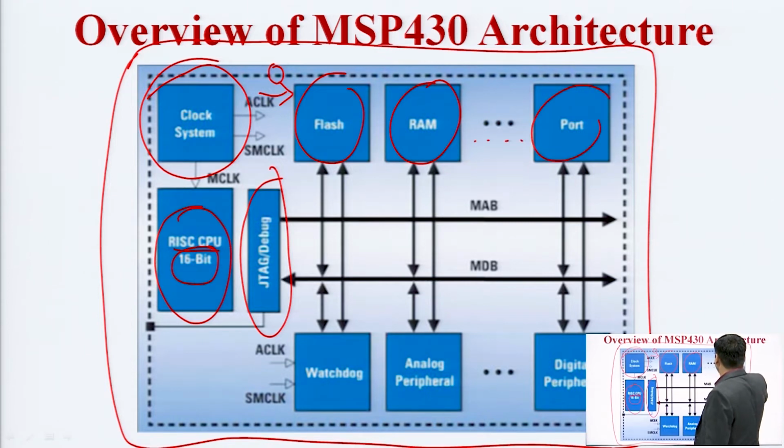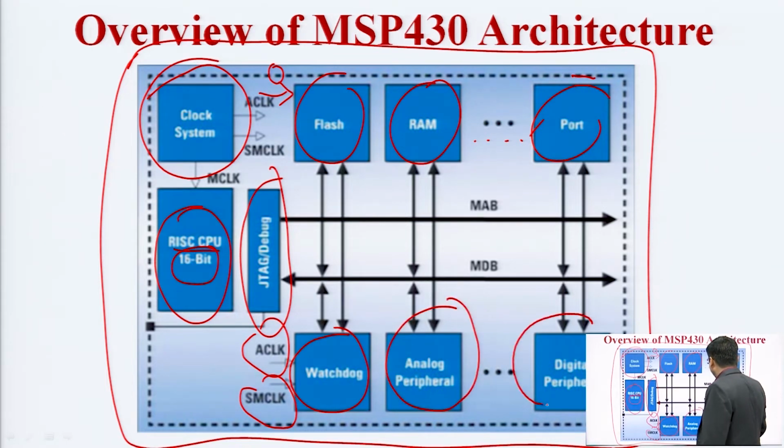The dots mean that there are numerous blocks in between. So this is basically the architecture: port 0, port 1, port 2, port 3, according to the particular member of the family. And there is a watchdog timer. To trigger the watchdog timer, we need the auxiliary clock and the SM clock. And we have seen what the function of the watchdog timer is. There are analog peripherals available and digital peripherals available.